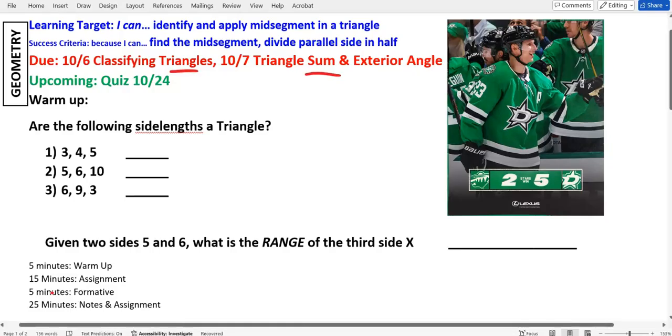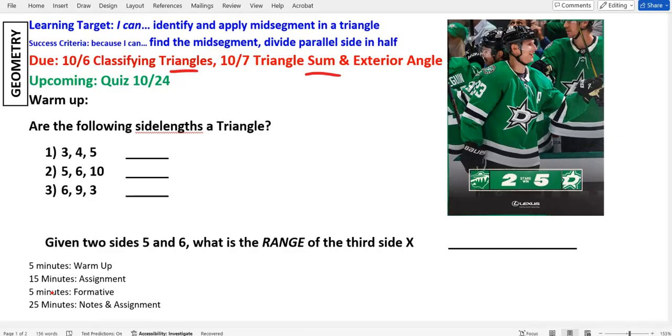And are these triangles? Y'all remember yesterday with the straws? You take the two smallest numbers, and if it adds up greater than the third number, it is a triangle. What are the two smaller numbers on number one? 3 and 4. What's 3 plus 4? 7. Is that greater than 5? Yes. So, yes, it is a triangle.